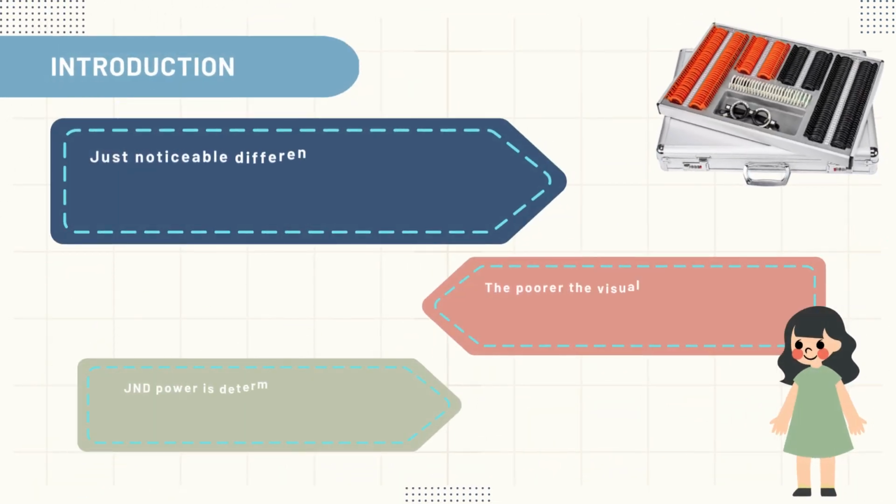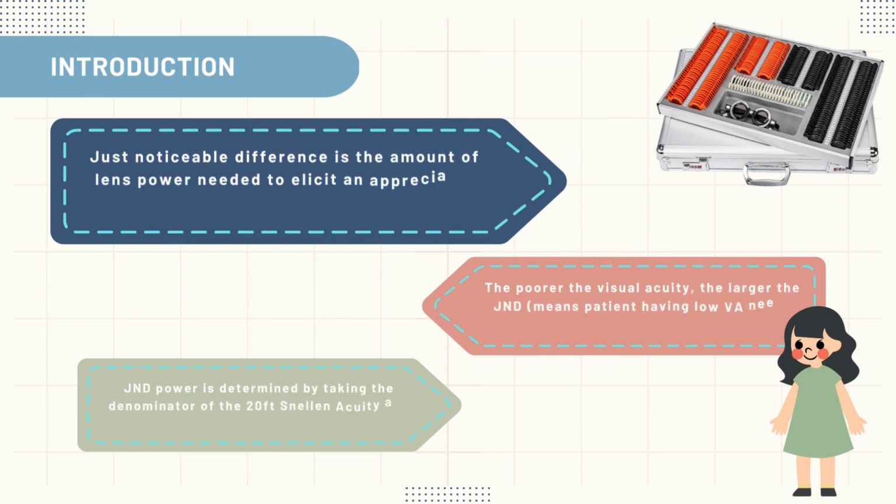So, what is JND? JND stands for just noticeable difference, and it is the amount of lens power needed to elicit an appreciable change in clarity or blur. The poorer the visual acuity, the larger the JND. It means that a patient having low VA needs more spherical power to differentiate the difference of blur and clear.